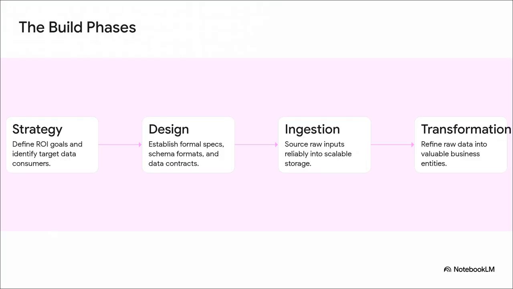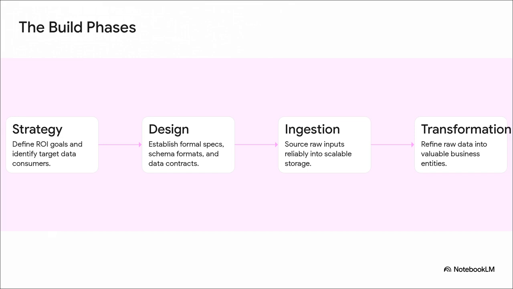So here we have the first 4 phases of our assembly line, which we just call the build. It kicks off with strategy and ideation. This is where the data product manager and business stakeholders sit down, define the actual business problem, figure out the target audience, and set baseline ROI goals. Next up is phase 2, design and data contracts. Before a single line of pipeline code is even written, data architects and product managers establish formal specs, stuff like schema formats, update frequencies, and security profiles.